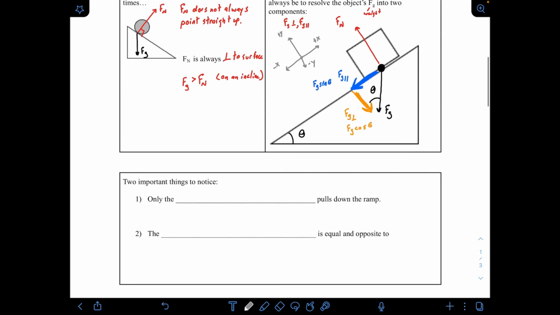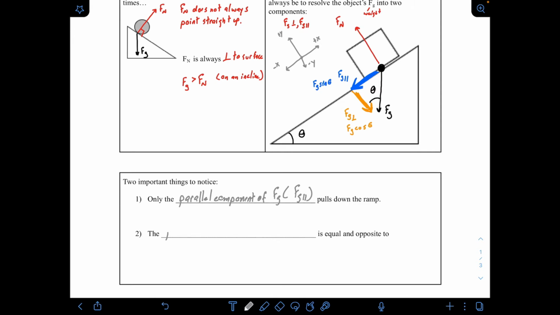There are two important things to notice on this. Only the parallel component of Fg, or the weight, which we're going to call the Fg parallel, pulls down the ramp. So it's actually the gravitational pull that is directing it down the ramp. That's something kind of interesting. We'll do a couple of demos here.